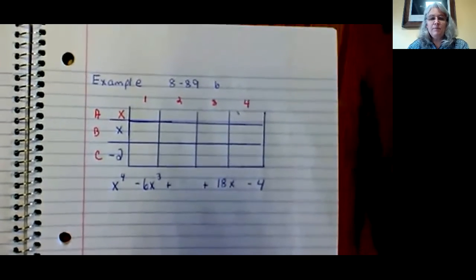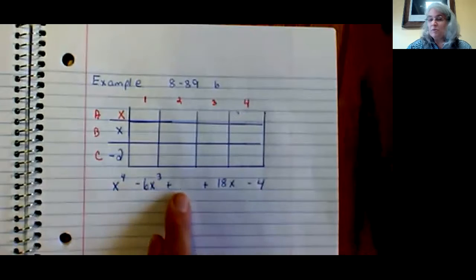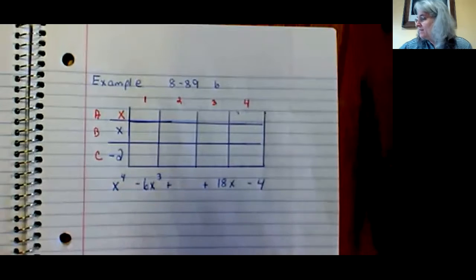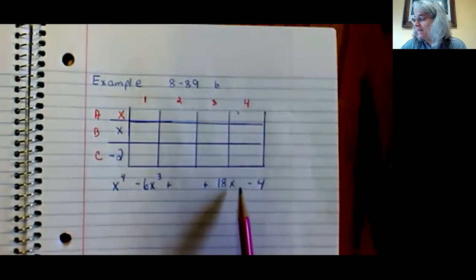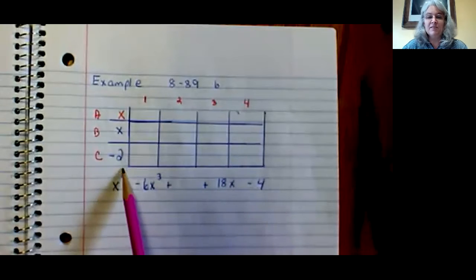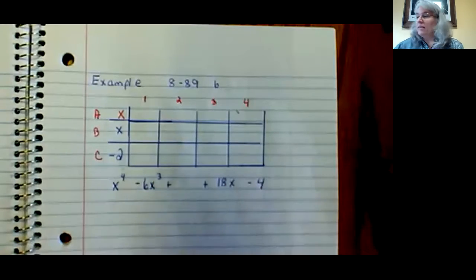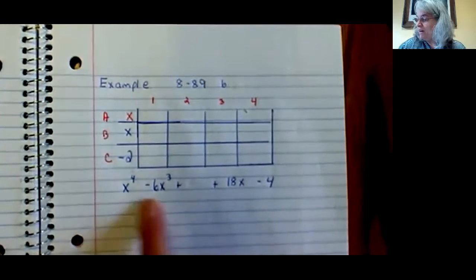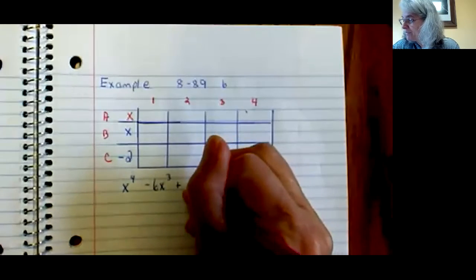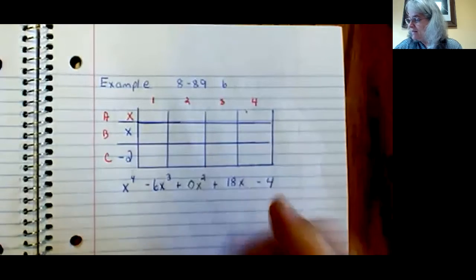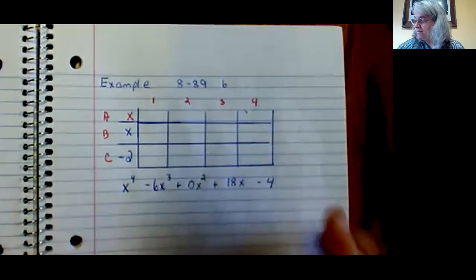The first example, which is problem 8-89b, is what happens when you have a term with an exponent that's missing. In other words, we are going to divide x to the fourth minus x cubed plus 18x minus 4 divided by x minus 2. But there's no term representing our x squared. The best thing to do is go ahead and write it out down here, but add a zero term in there. We have 0 x squares. Okay, let's go ahead and work our problem.